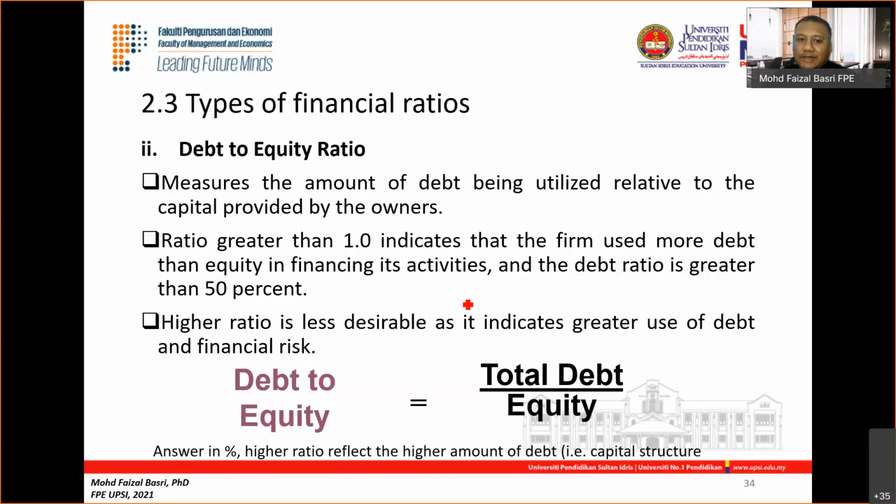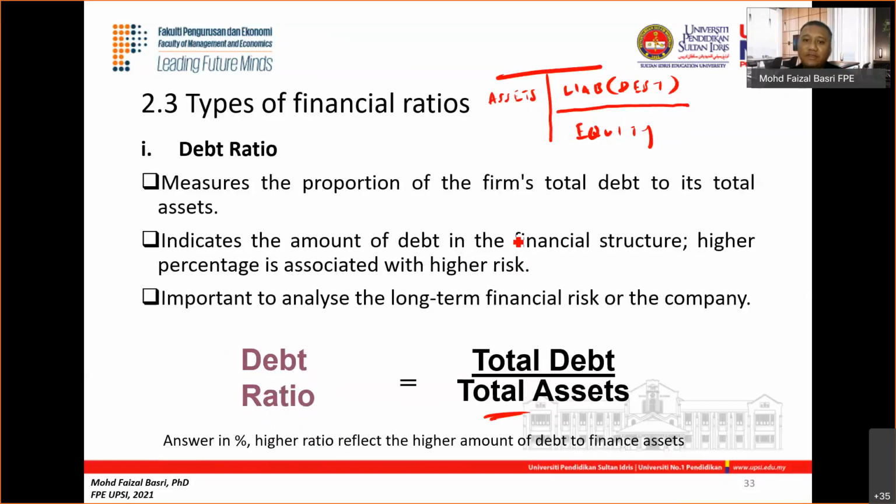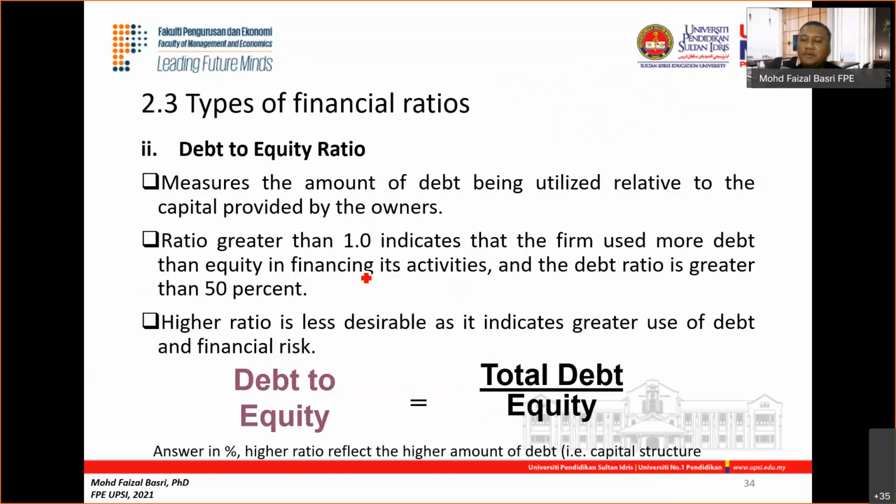So the ratio is higher than 1 or higher than 100% lah basically. It indicates that the company are dependent on debts. Okay, dependent on that. And again, the higher the ratio, the worse it be. So we are looking for lower ratios. Okay, sama macam debt ratio tadi, the lower the better. Because the higher the risk. Similar like debt to equity, the lower ataupun the lesser is more desirable. We want it to be as less as possible, as low as possible.